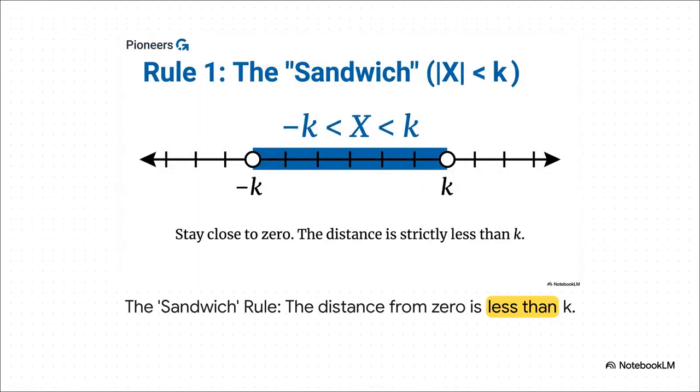So let's look at the less than and sandwich. When the absolute value, the distance, has to be less than some number, it means all our answers have to be close to 0. They're stuck in the middle. So the solution looks like this single bar, literally sandwiched between the negative and positive value of that number.